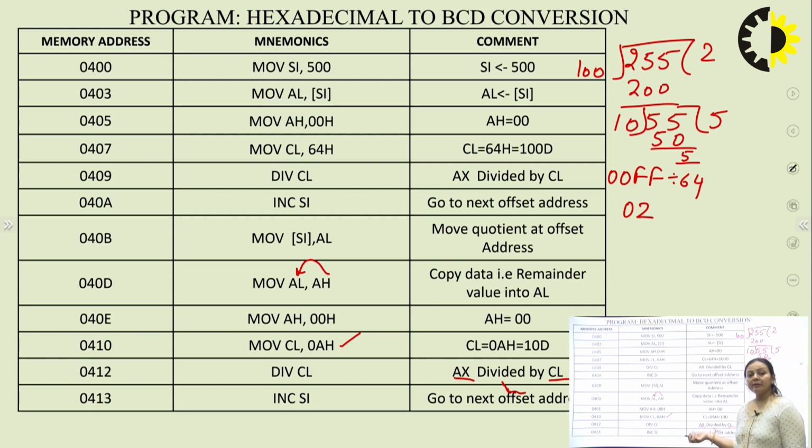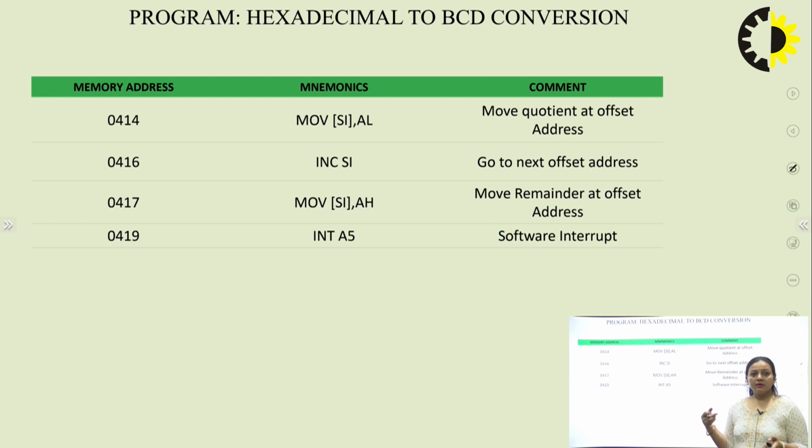So again we incremented SI. We incremented SI to go to the next location. Why did we increment? So that I can display my next 2 values. Next is move [SI], AL. So this time AL is having the quotient, that is 05.